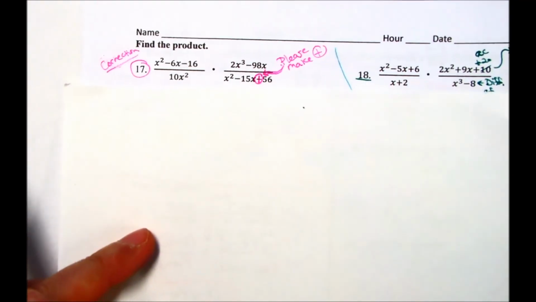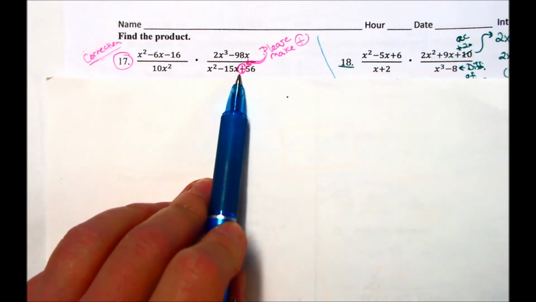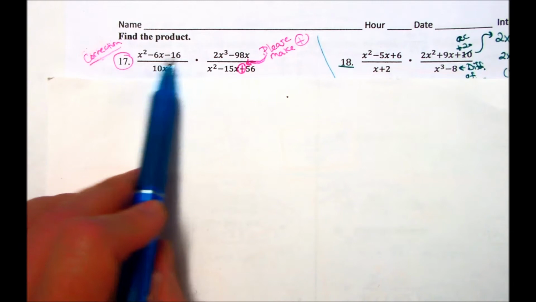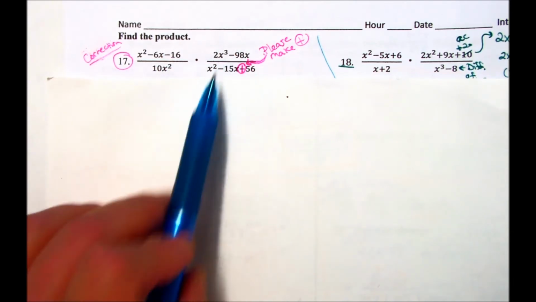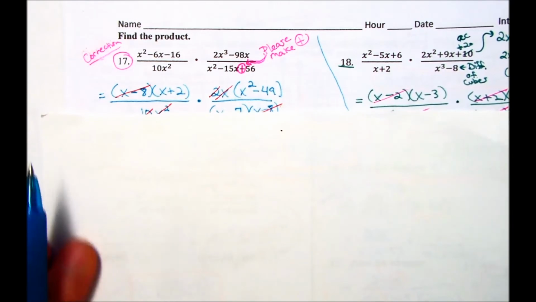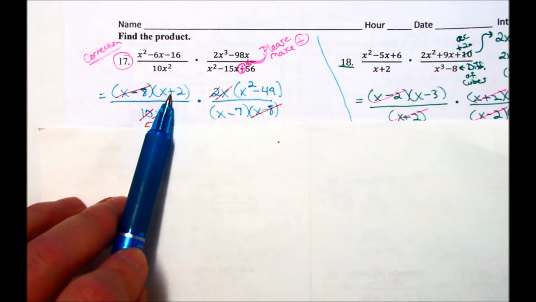All right, so next. Okay, so hopefully on your copy this has been corrected, but this should be a plus 56 here. So we're multiplying again, but we've got a trinomial. So whenever you have a trinomial or binomial, again, you need to factor those. So that trinomial in the numerator here can be factored into x minus 8 and x plus 2.